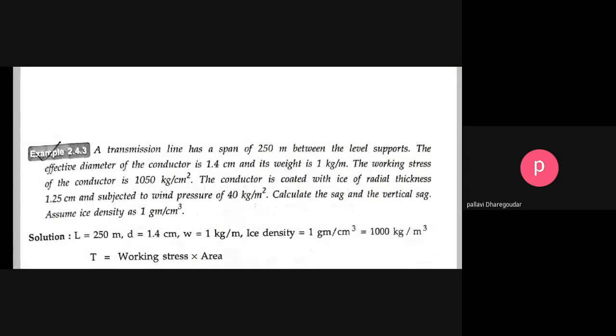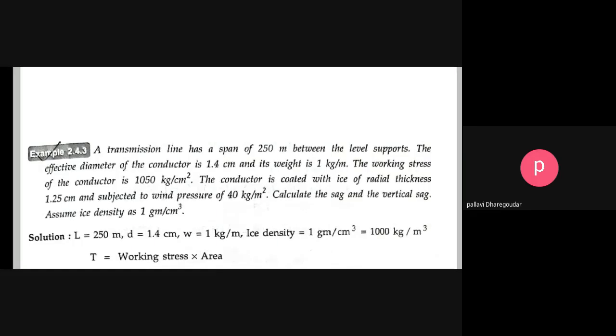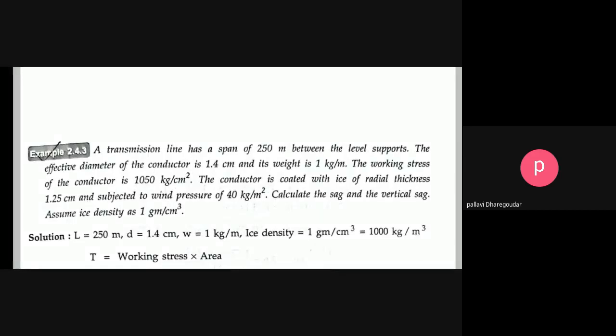Working stress, where did you get it in the factor of safety? The breaking stress divided by working stress it was. So that is the denominator part of the factor of safety, so you have got the working stress of the conductor. Now it says that the conductor is coated with ice of radial thickness 1.25 and also subjected to wind pressure of 40 kg per meter square. Calculate the sag and the vertical sag. Assume ice density as 1 gram per centimeter cube.